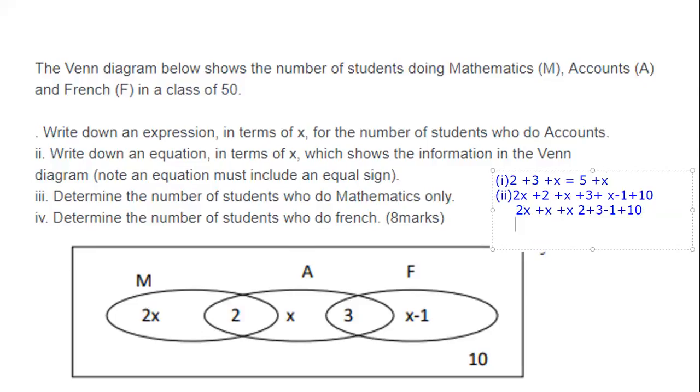So 2x plus x is how many x? 3x, plus the next x is 4x. What 2x really means is x plus x. So if you add up all the x, you get 4 x's. Then 2 plus 3 is 5, minus 1 will give us 4, plus the 10. Let's simplify that further. So therefore, your answer will be 4x plus 14, which is equal to what? 50. That should be your answer.